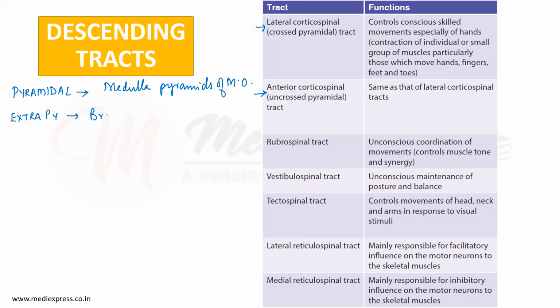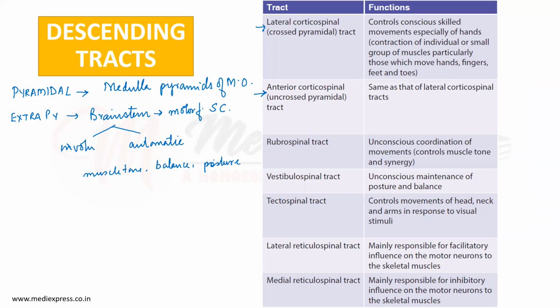They originate from the brainstem. Remember, they originate from the brainstem and they carry the motor fibers of the spinal cord. Okay. Now, in a gist, I will tell you the extrapyramidal tracts are responsible for the involuntary and automatic control over the musculature, like muscle tone, then coming to balance, even posture, as well as locomotion. These are being controlled by the extrapyramidal tract.